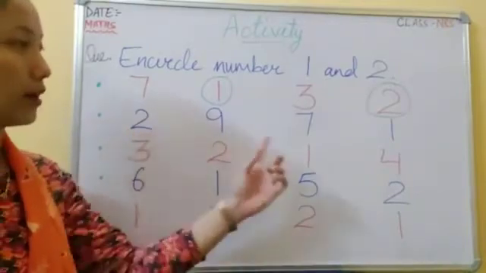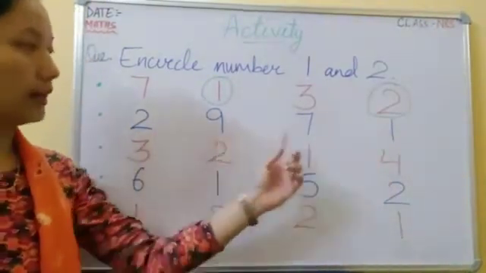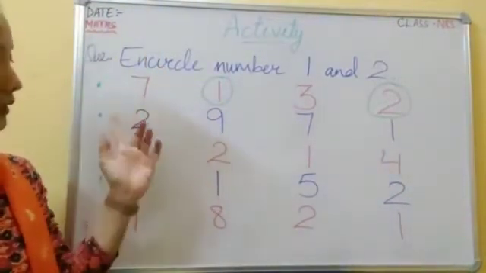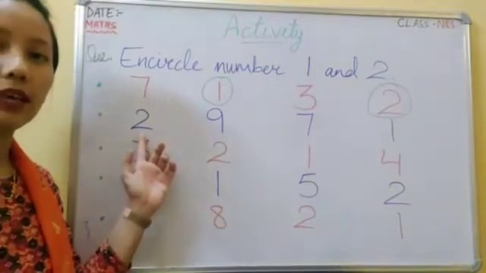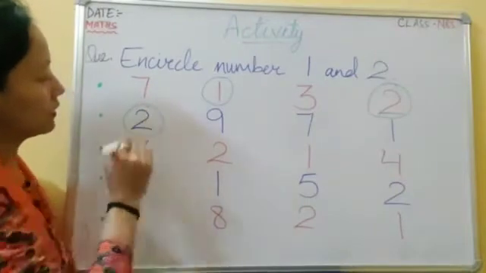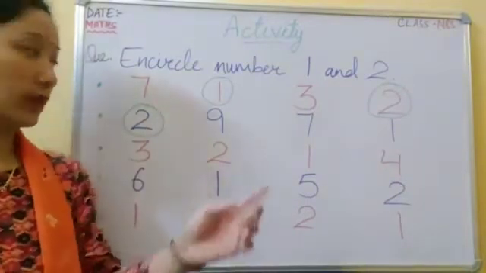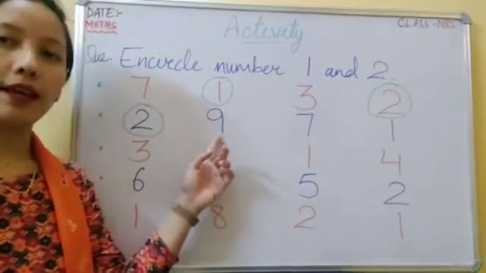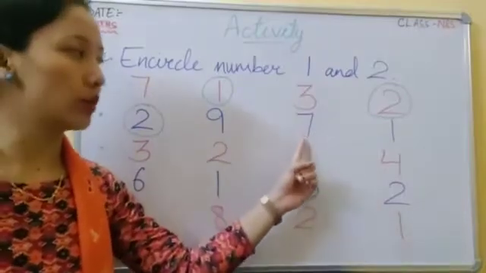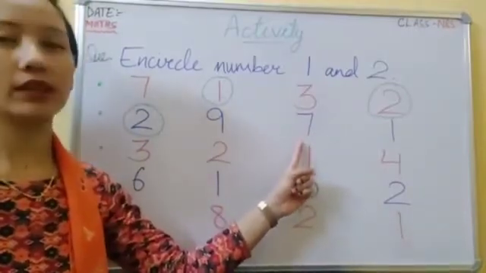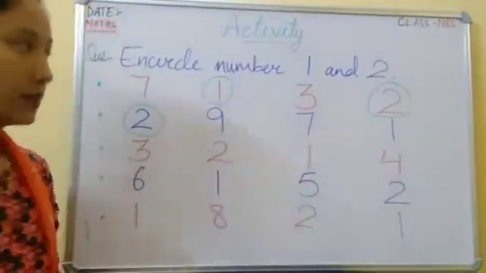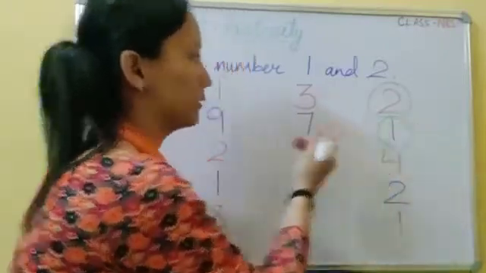In second, we have numbers 2, 9, 7, 1. Okay students. Now tell me which number is this? Yes, 2. So 2, encircle it. Good. Next, which number is this? Yes, 9. This is 9. Next, which number is this? 7. Yes. Which number is this? 1. So, encircle number 1.